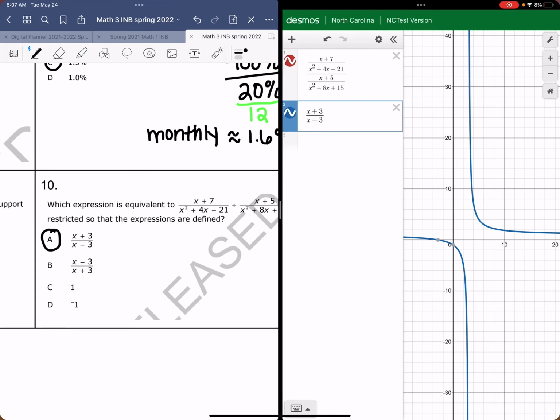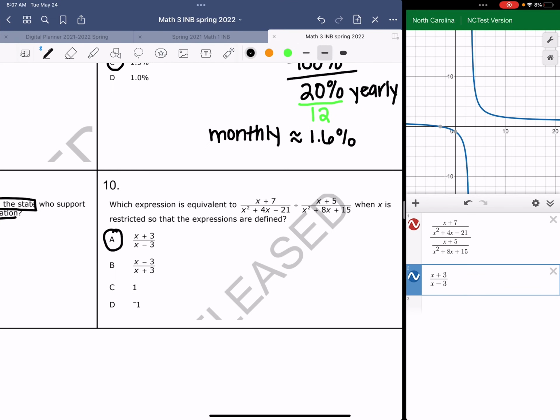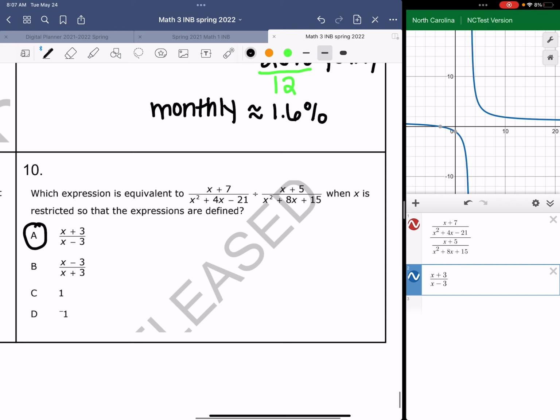Now, if you were doing this by hand, you would actually factor, and then you would flip it. So the first thing you're going to do is keep, change, flip, because it's division. So this is going to be x plus 7 over x squared plus 4x minus 21. We're going to change it to multiplication and then flip this fraction. And then you would factor.